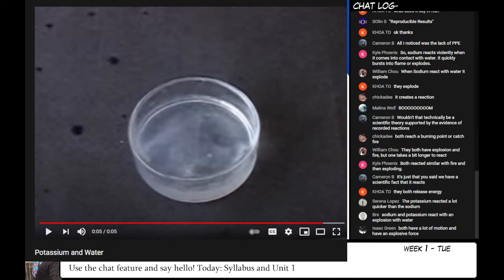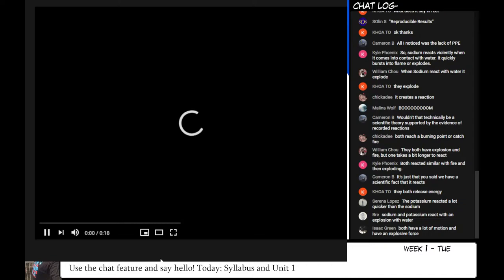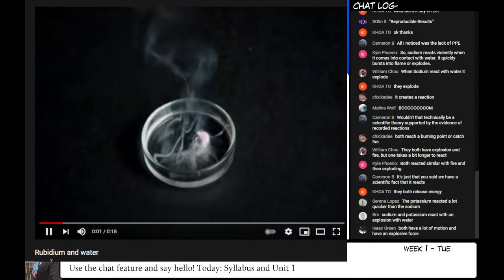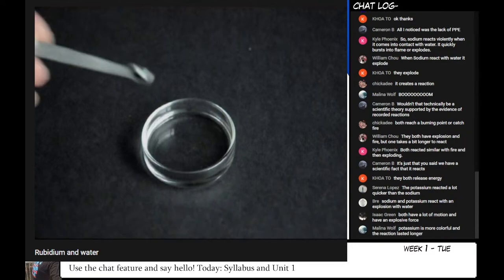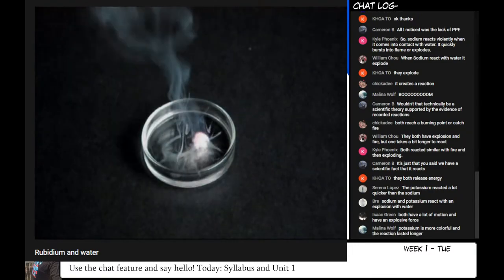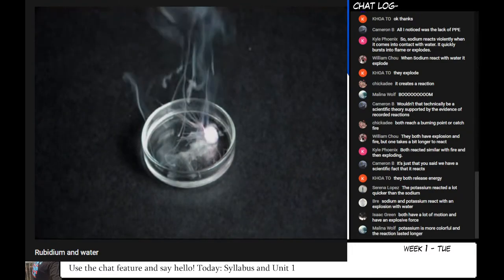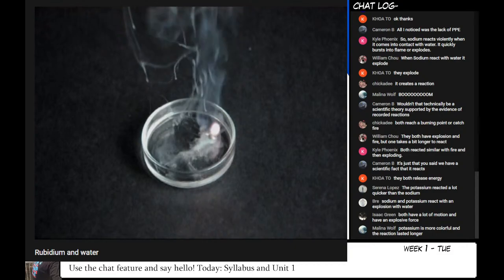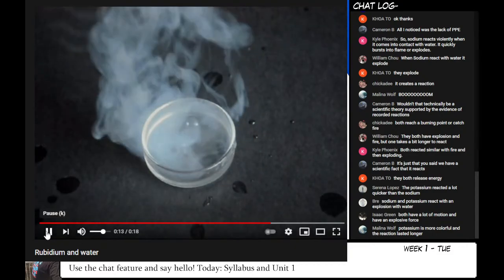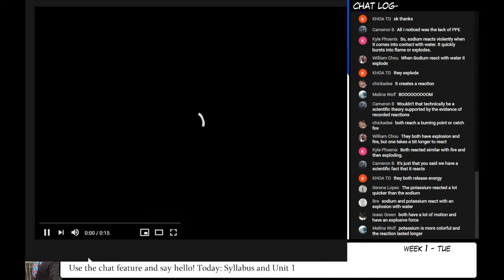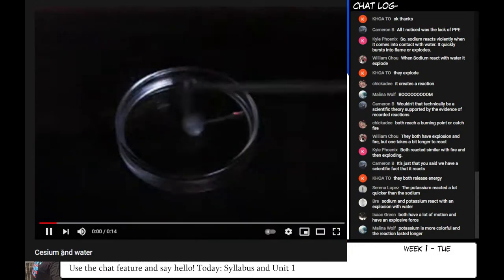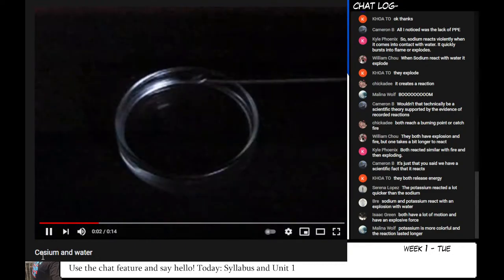So next we're going to do rubidium. This is rubidium. I hope you enjoyed rubidium. Here it is in slow motion. It's fast. And then we're going to do cesium. So here's cesium. And it's done. That's it. That's cesium.